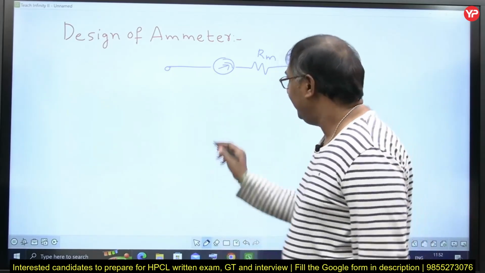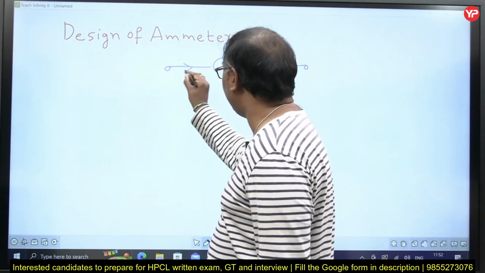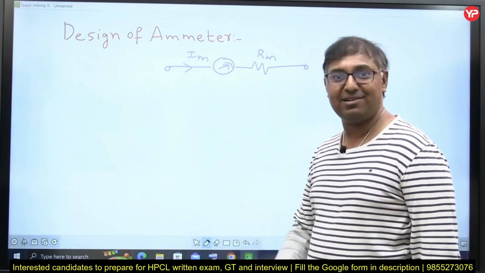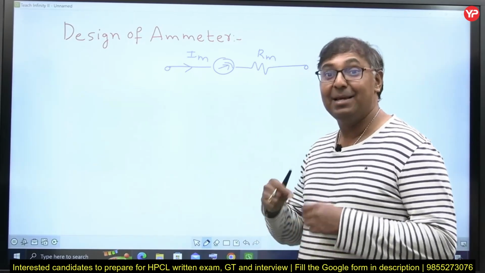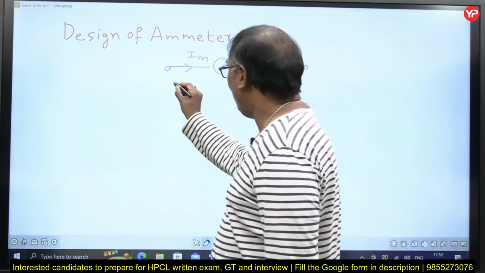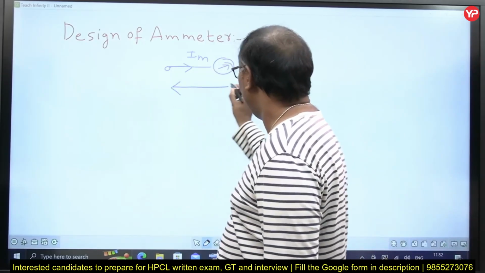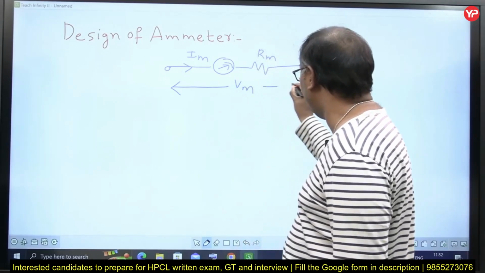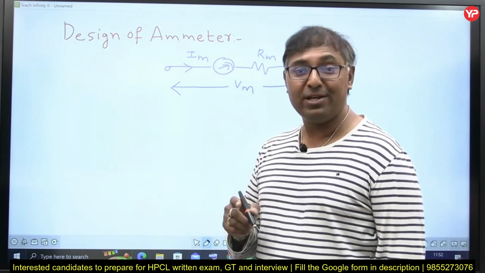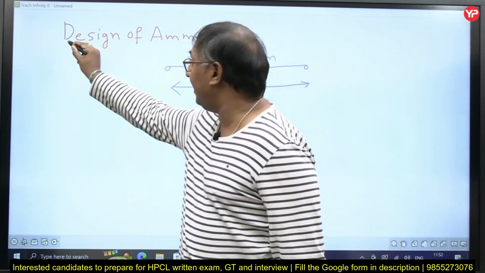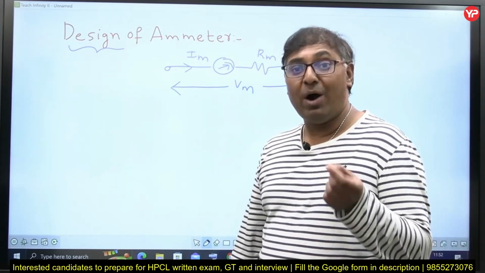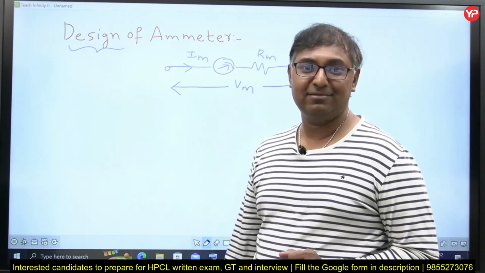Let us say the maximum allowable current in the PMMC instrument is IM, where IM is called the meter current, the meter allowable current. Similarly, the maximum voltage that my meter can measure is VM, the measurable voltage. Now, what is your intention, sir? The design of the ammeter. My discussion started like this: why do we require different ranges of instrument?